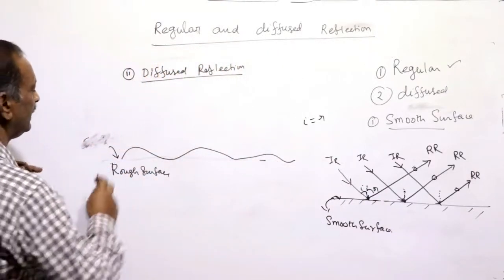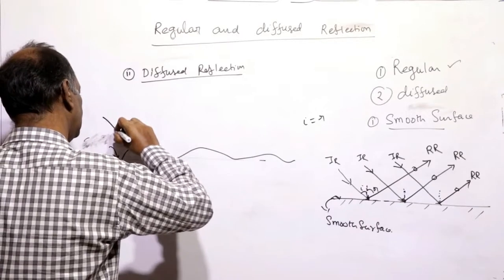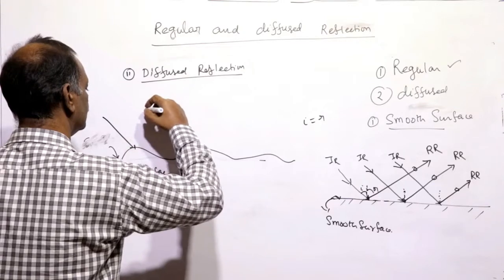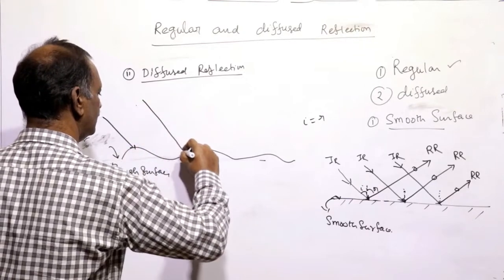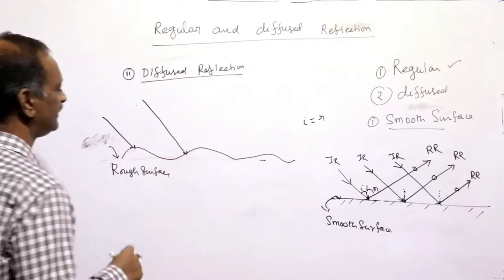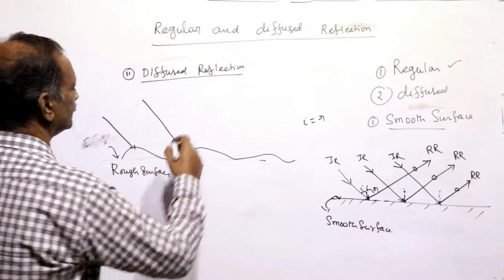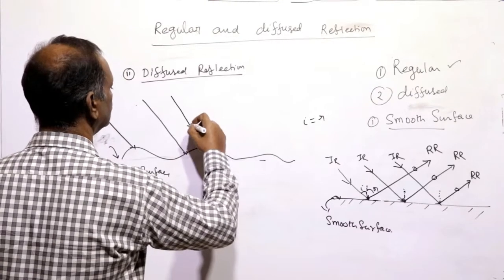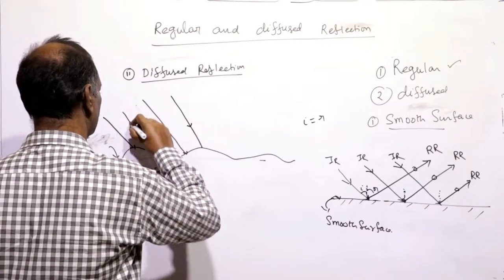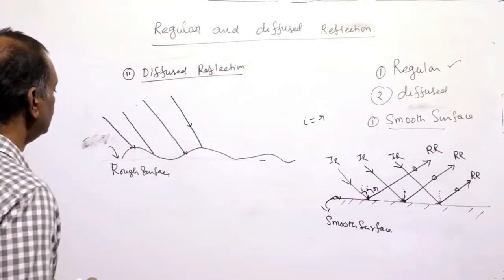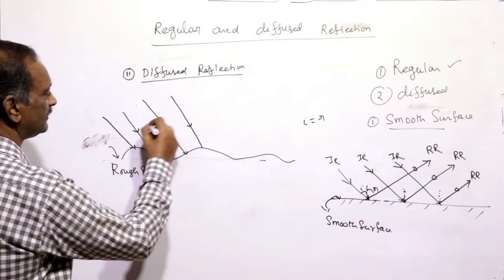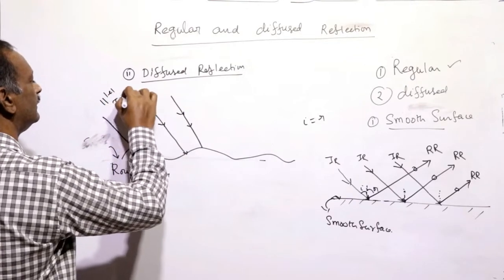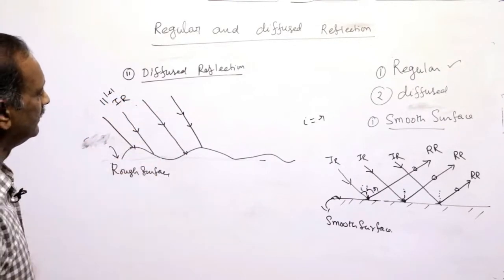Whereas here, let us think this is one ray, a parallel ray incident on this surface. Let us take two parallel rays, and one more ray. These are the parallel incident rays at this surface.